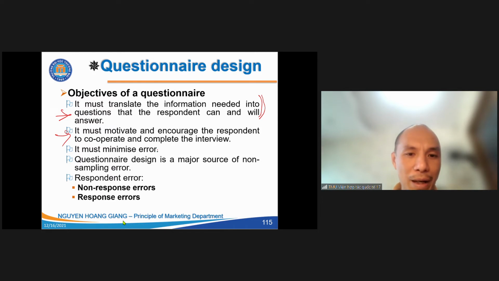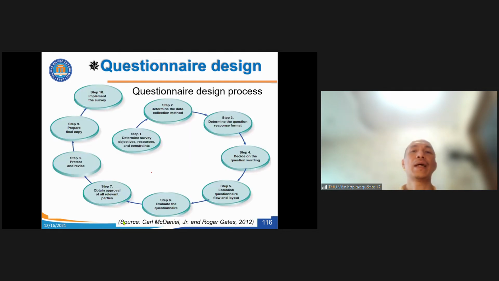And it must minimize the errors. This one didn't get a lot, the typing errors. And the questionnaire design is a major source of non-sampling errors. And we also have to think about the respondent errors. So how to reduce any kind of errors, otherwise it's very difficult for us to get the findings. And for the questionnaire design process, I show you two processes, and we follow the second one.